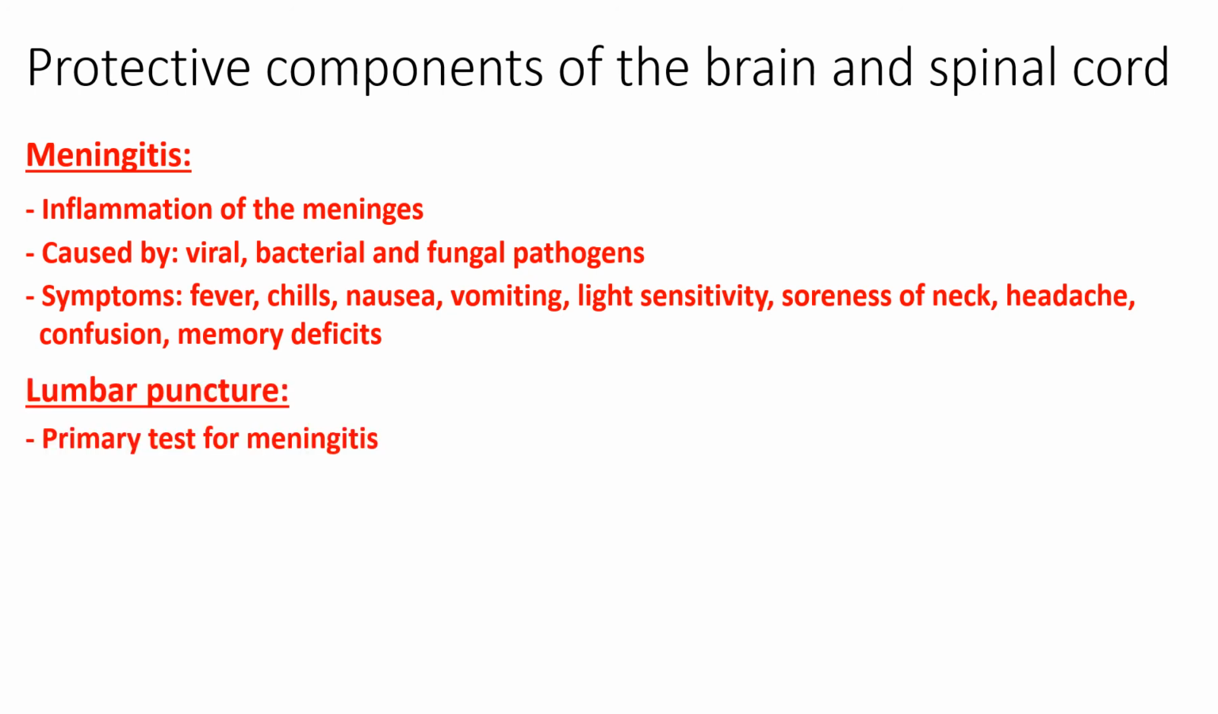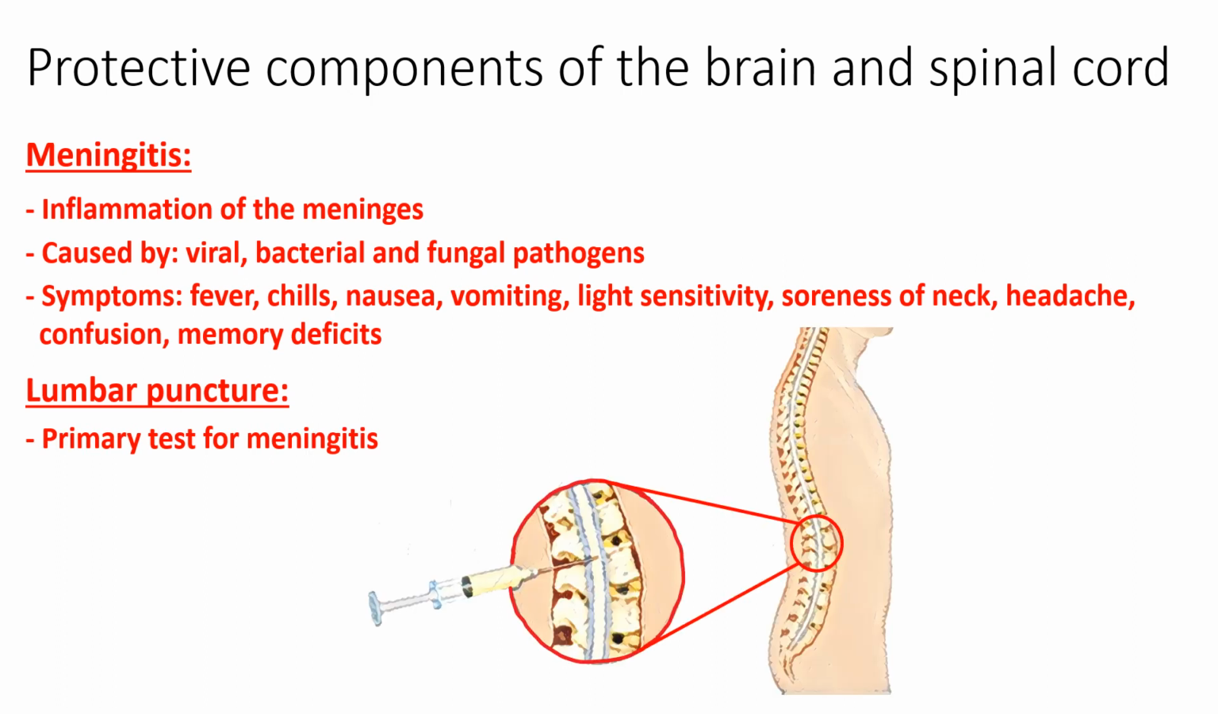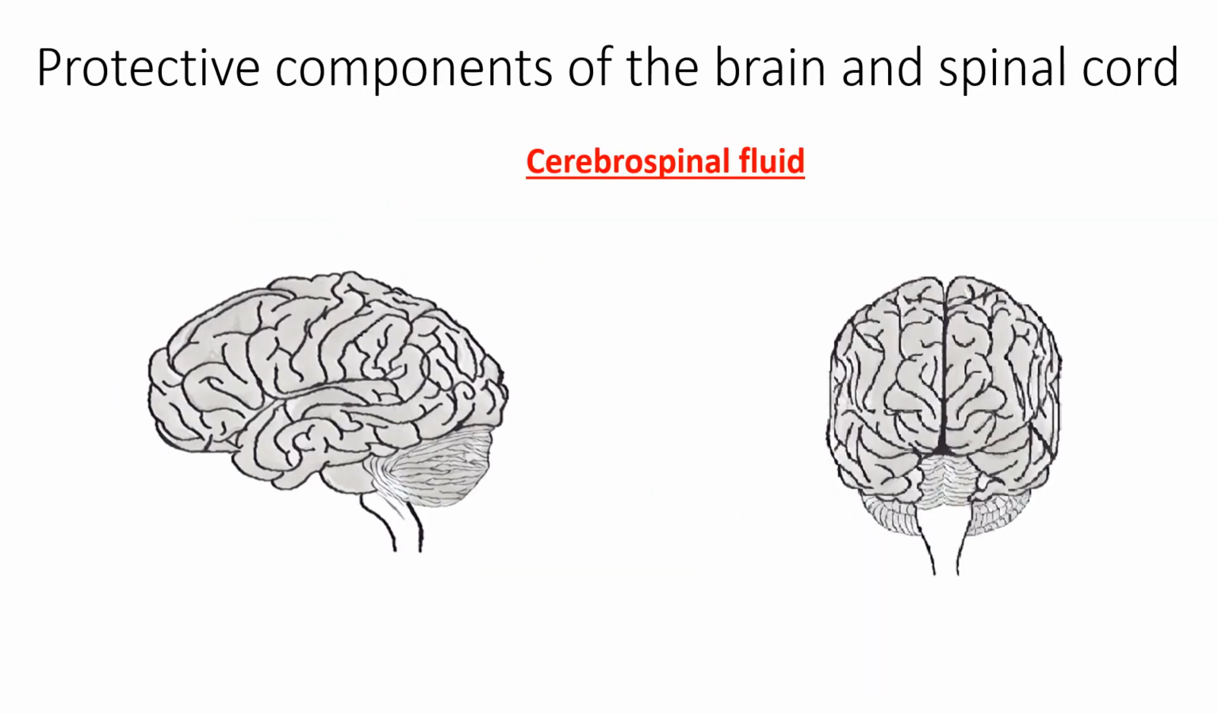The primary test for meningitis is called lumbar puncture, where needle is inserted into lumbar region of the spinal column through the dura mater and arachnoid membrane into the subarachnoid space to withdraw cerebrospinal fluid for chemical testing. Cerebrospinal fluid is yet another example of protective component of the central nervous system.